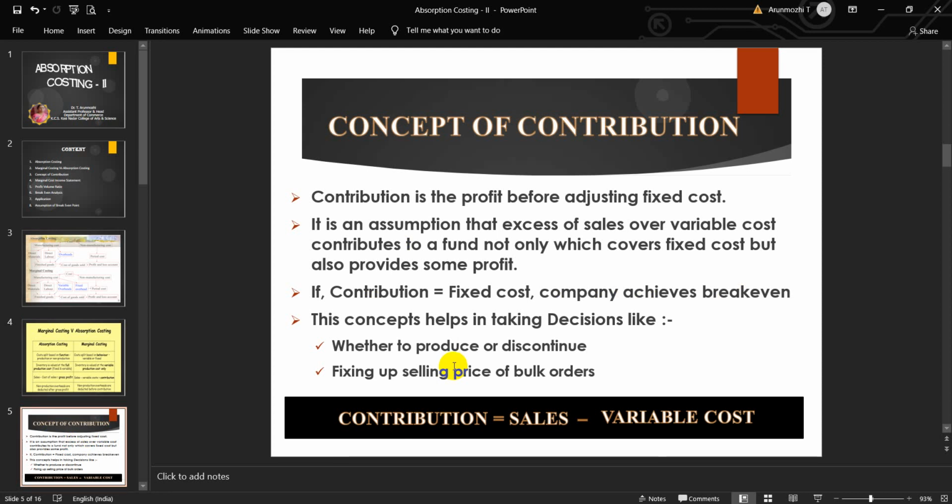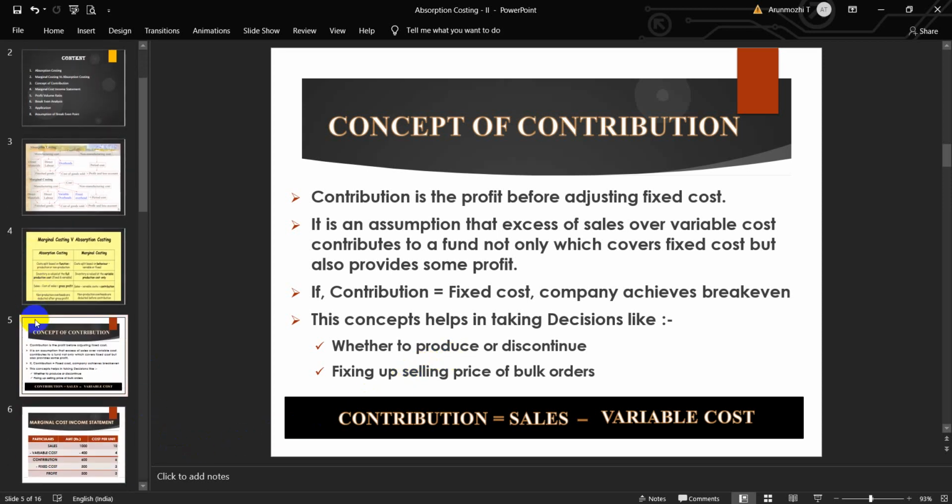Now we pass on to the term contribution. It is the profit before adjusting the fixed cost. It is an assumption that the excess of sales over variable cost contributes to a fund, which not only covers fixed costs but also provides some profit. If contribution is equal to fixed cost, the company achieves break-even. This concept helps in taking decisions like whether to produce or discontinue, or fixing selling price or bulk orders.